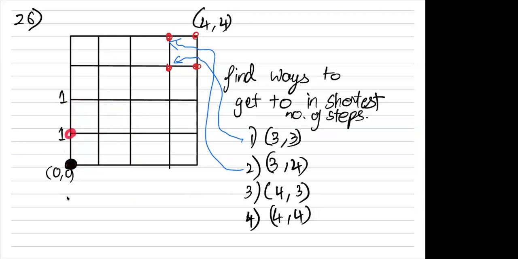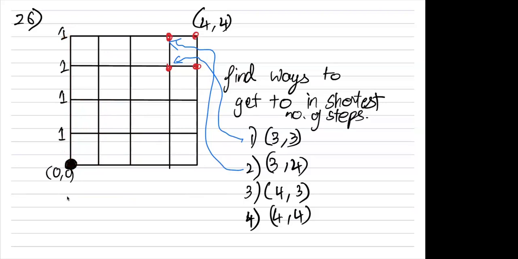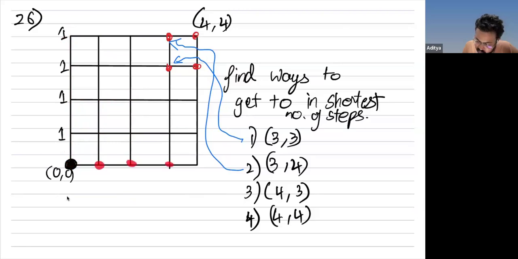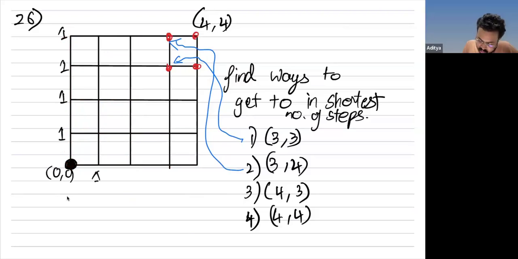See, the number of ways to get to this point is 1. The number of ways to get to this point is 1, and this point is also 1. Do you agree with all of this? Anyone has any issues with this 1, 1, 1 that I have written down over here? No, sir. Correct. How many ways are there to reach all of these points? One. One only. Because you go straight rightward.